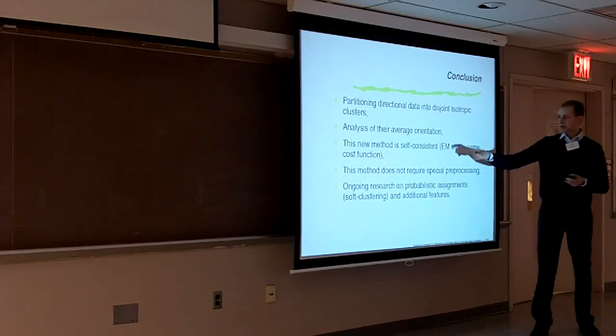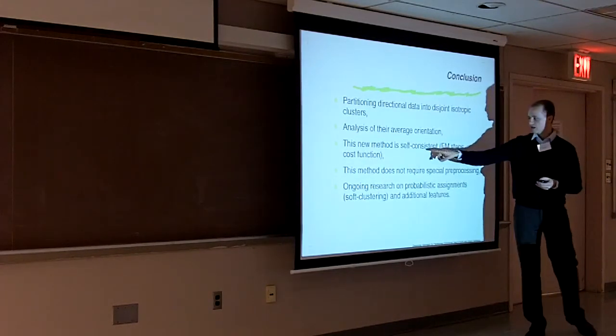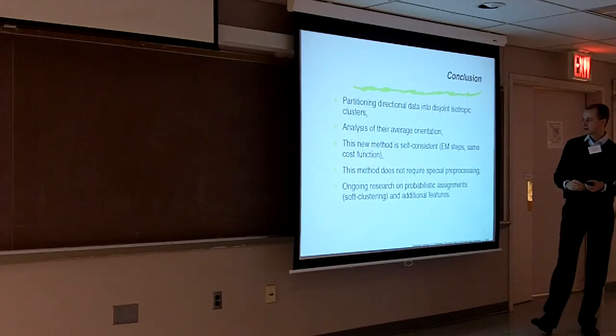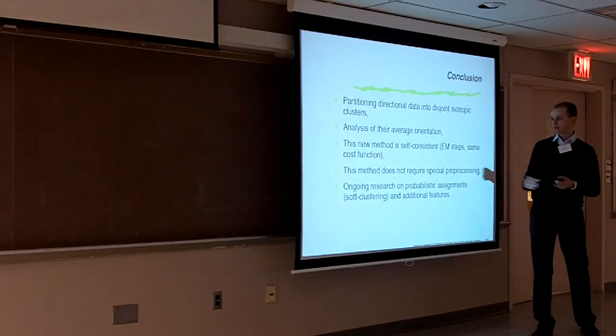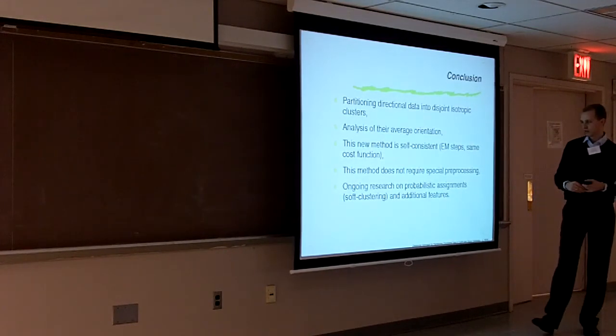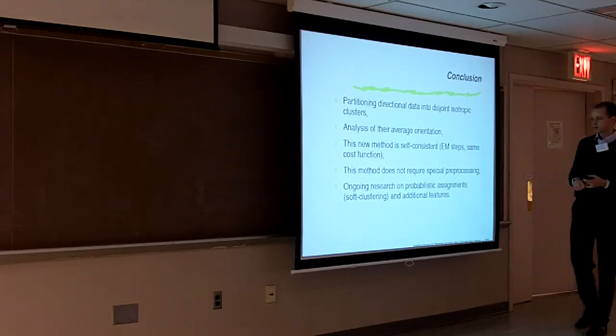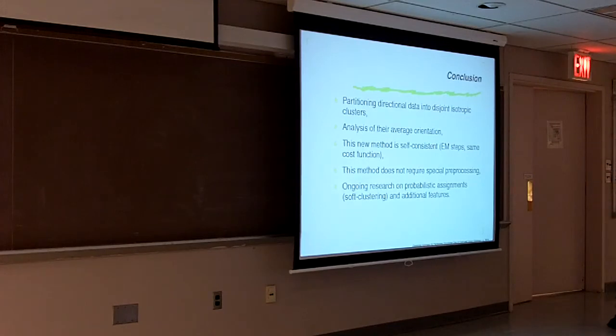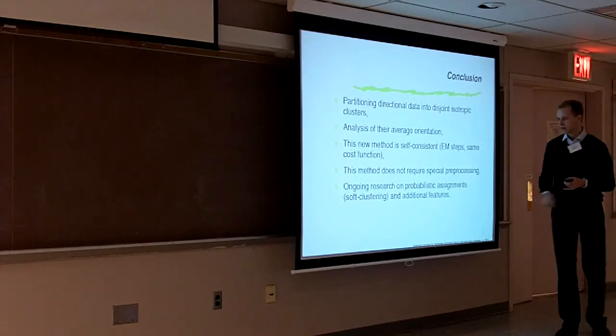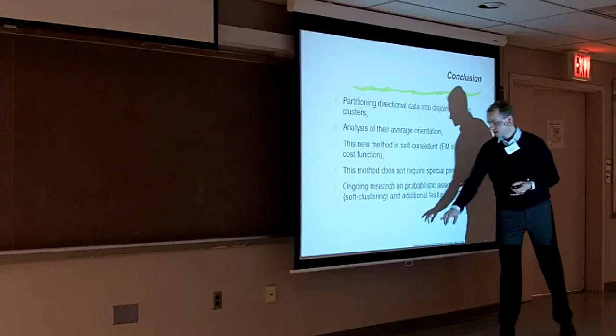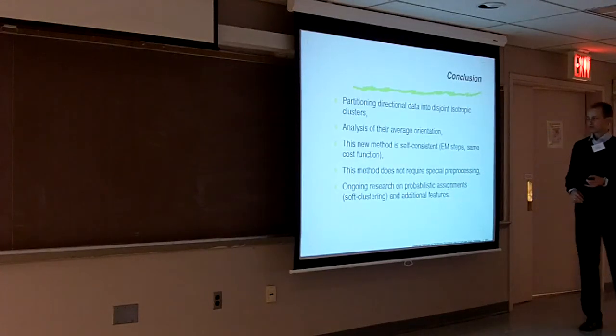We analyze the average orientation of these mean vectors, and this is a self-consistent method basically, because the EM steps are based on the same cost function that we optimize or minimize. We do not require any special pre-processing on that, and this is what I mentioned already. The soft clustering is the next step, and to include also additional features.